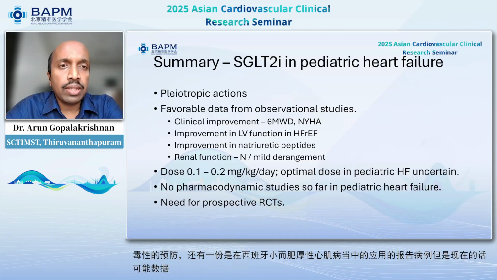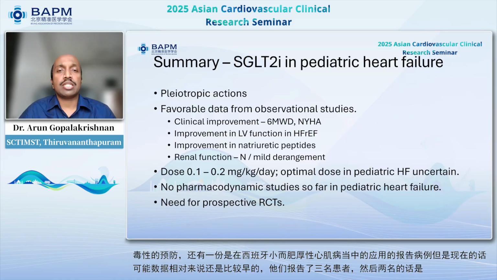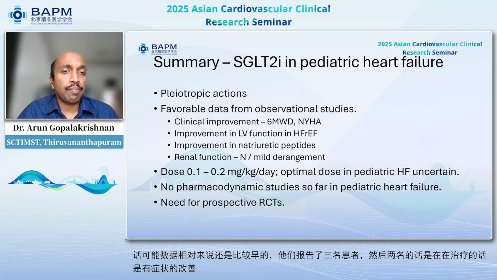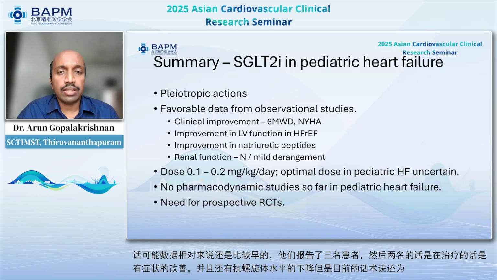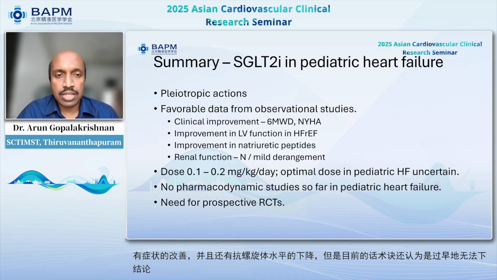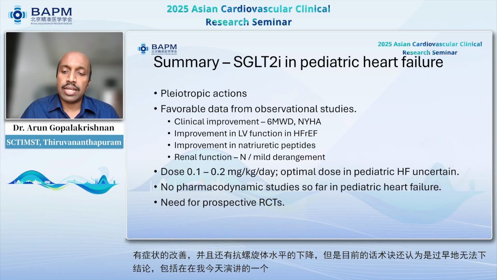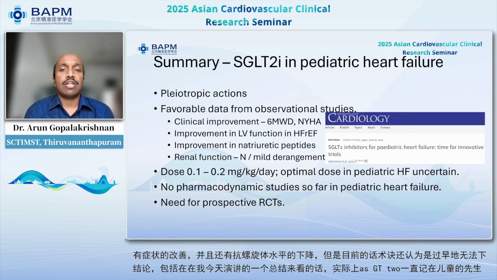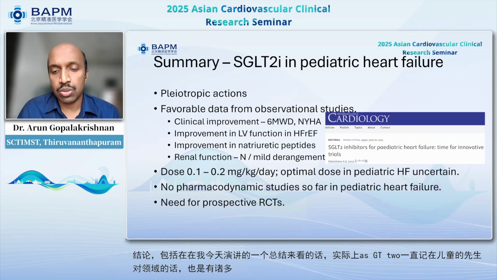So in summary, there are pleiotropic actions of SGLT2 inhibitors. There is favorable data from observational studies that show clinical improvement in 6-minute walk distance, NYHA class, improvement in LV function, HFrEF, and improvement in natriuretic peptides. Renal function, there is a concern. The optimal dose in pediatric heart failure is uncertain. There are no pharmacodynamic studies so far in pediatric heart failure. And as Sebastiano Lava put up yesterday, there is a need for prospective studies in this cohort. Thank you.